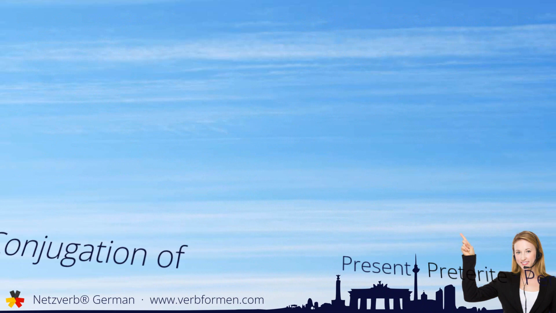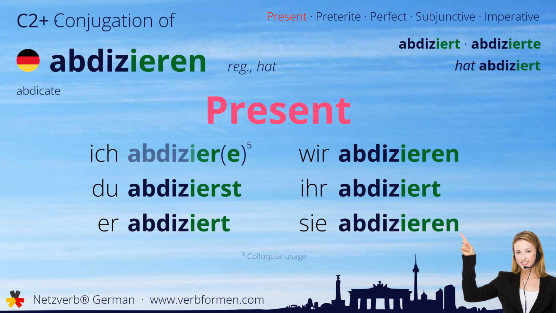First, we'll take a look at the present tense. Ich abdiziere. Du abdizierst. Er abdiziert. Wir abdizieren. Ihr abdiziert. Sie abdizieren.